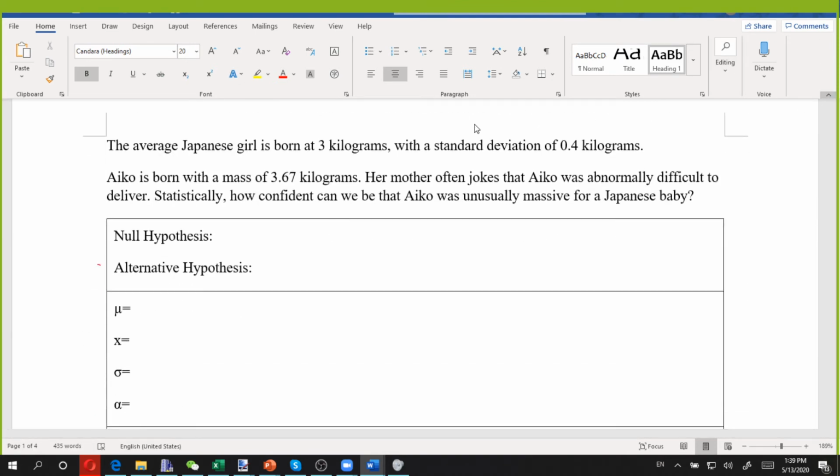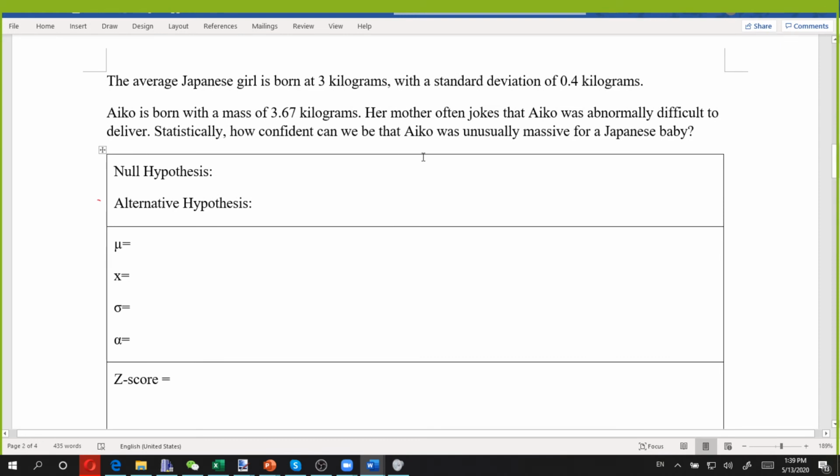Okay, I know we've done this one before, but we've got our average Japanese girl born at 3 kilograms, the standard deviation of 0.4 kilograms, and Aiko, who was born with a mass of 3.67 kilograms. I want to know if Aiko was unusually massive for a Japanese girl when she was born. Aileen, what is my null hypothesis and alternative hypothesis?